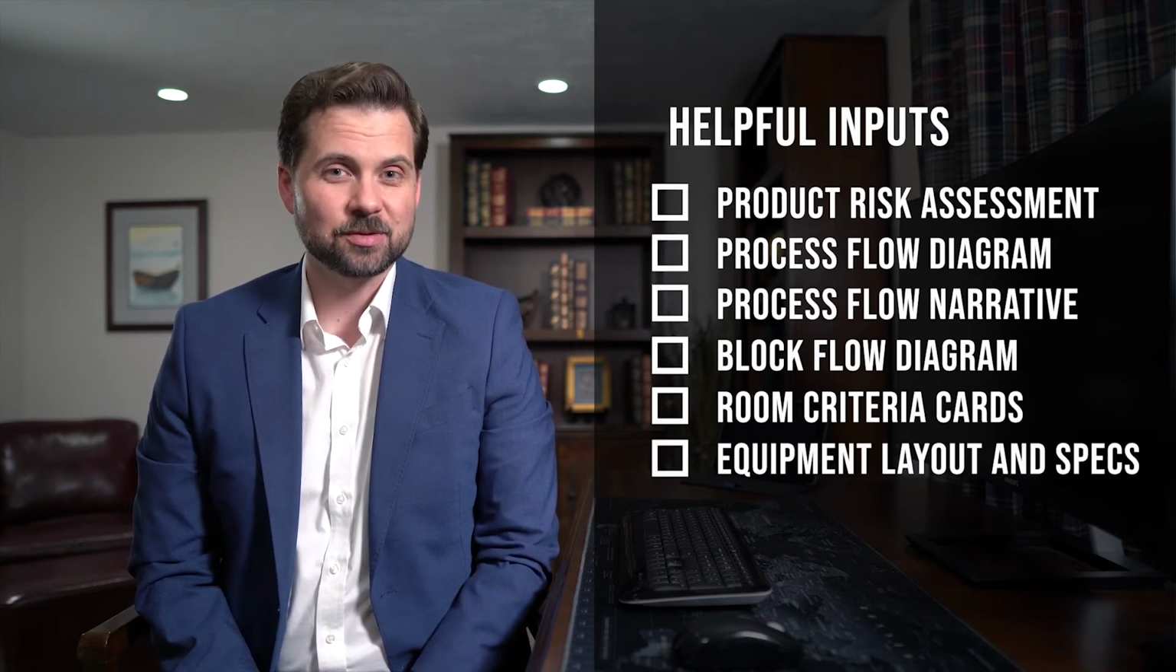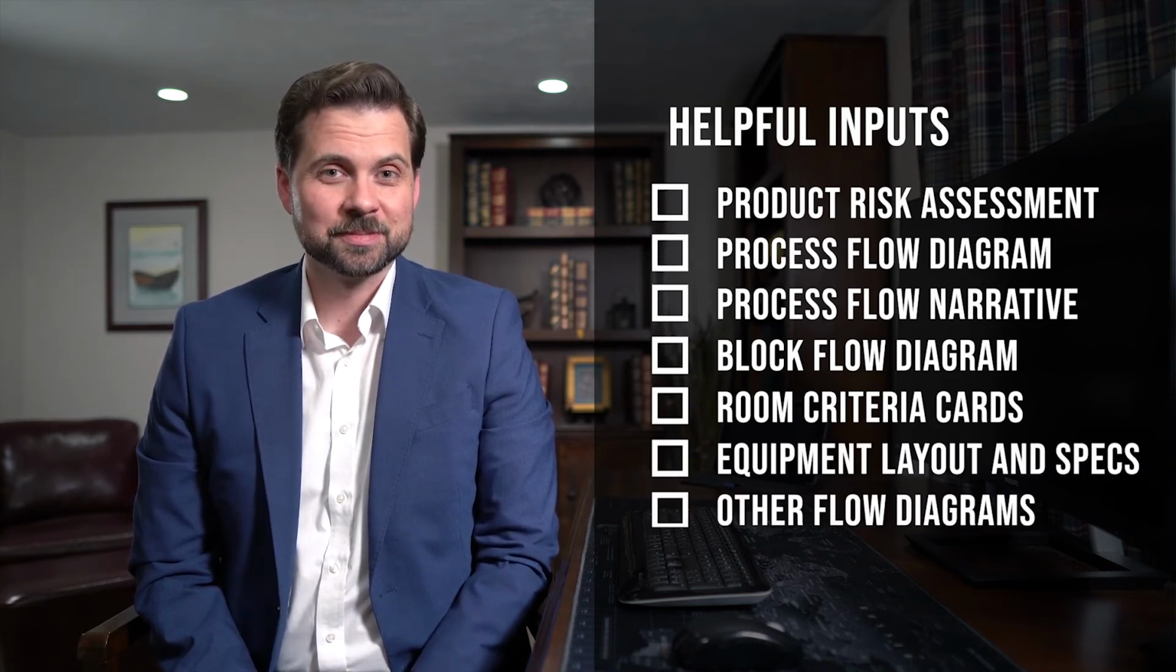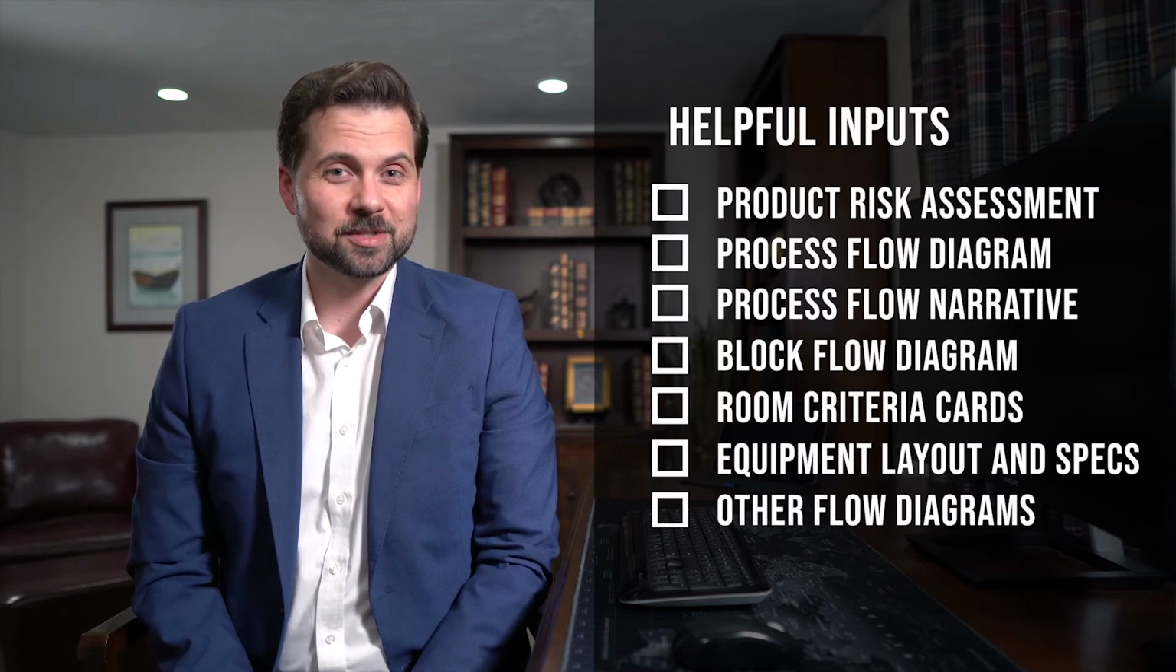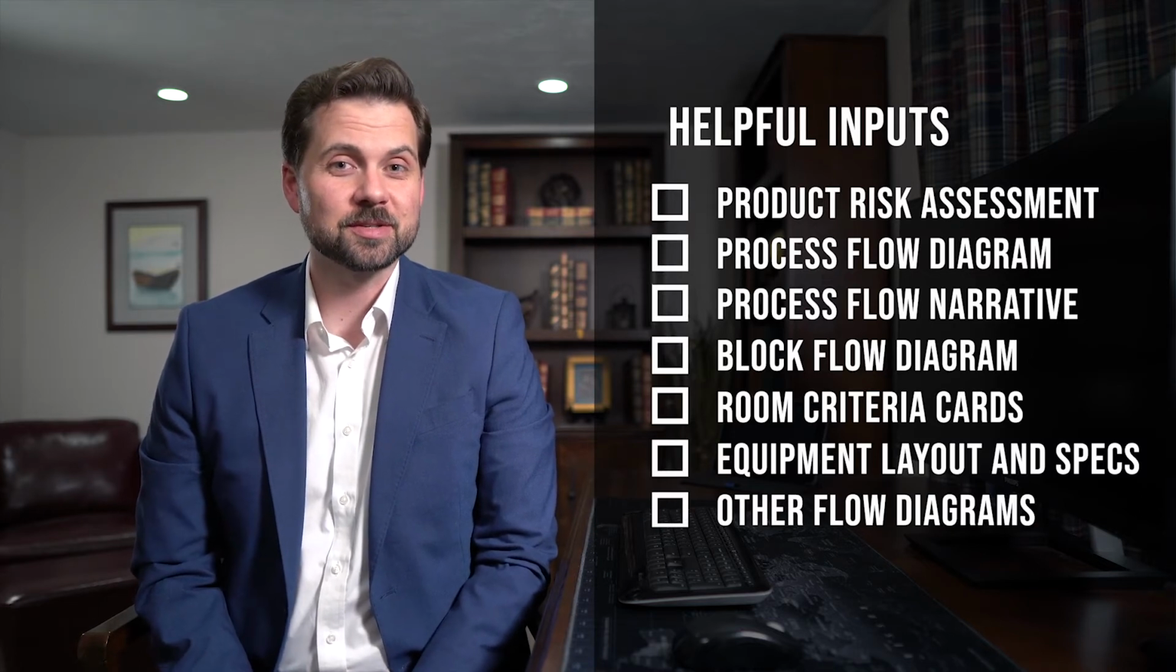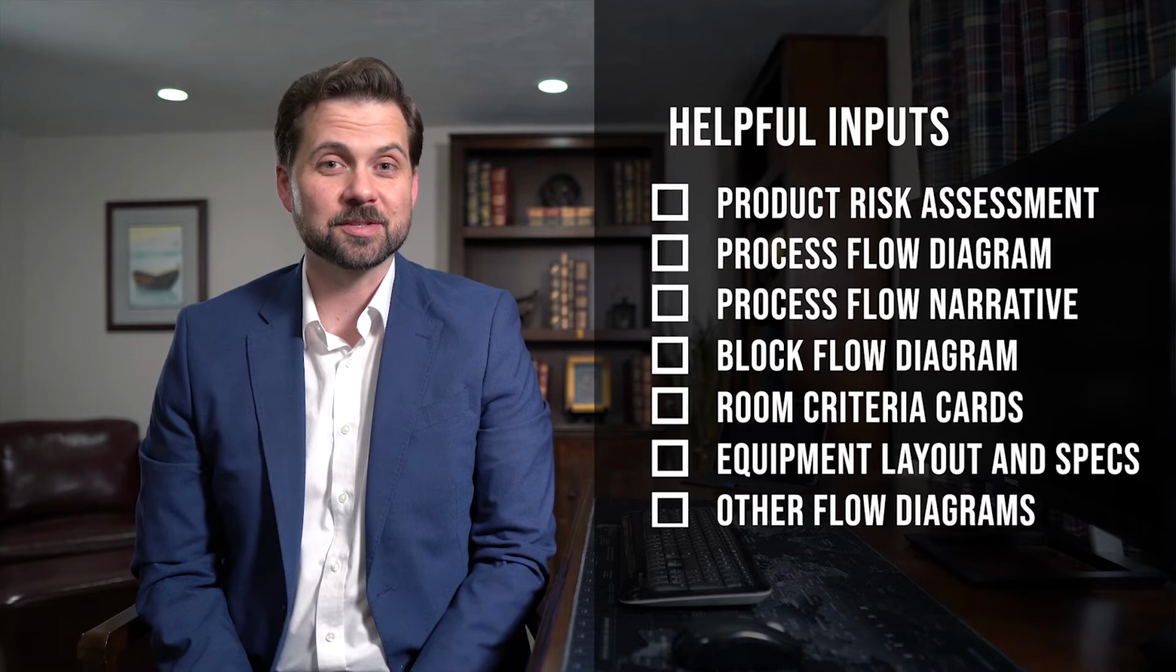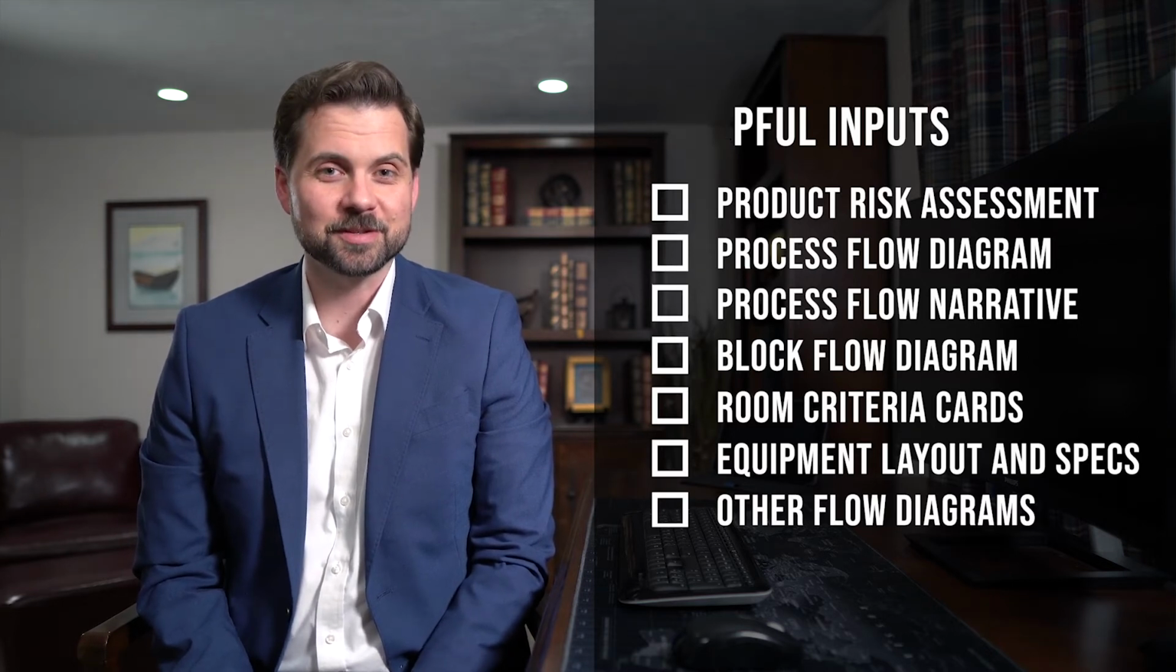An equipment layout with equipment specifications, and other flow diagrams, including flows for raw materials, ingredients, in-process materials, final product, airflow, waste, chemicals, people, and vehicles. The above inputs are necessary for complete understanding of your product and its processes. Without this understanding, you will not be able to identify your unique production risks. And without knowing your production risks, you cannot properly design your facility.